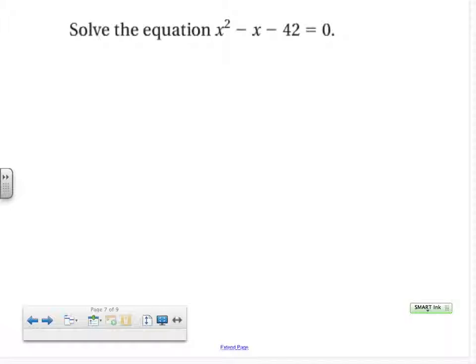Right, here's another example. Pause, give it a try. When I go over it, see how you did. So we're going to start by factoring.